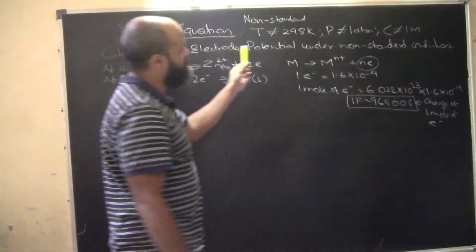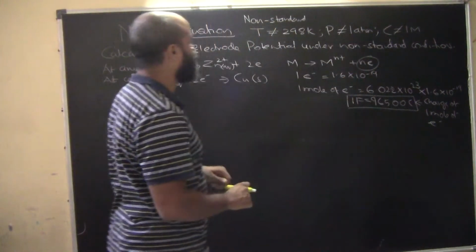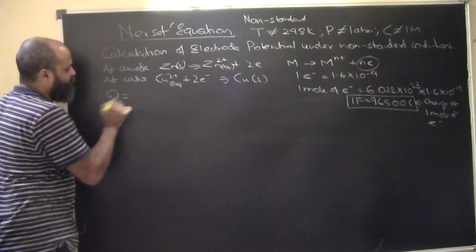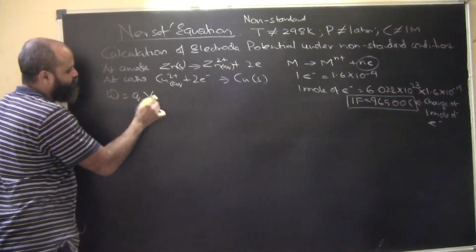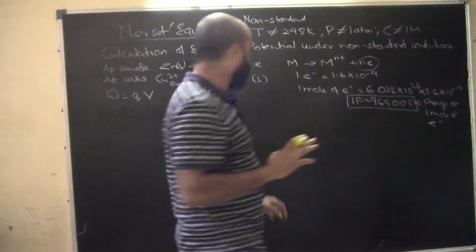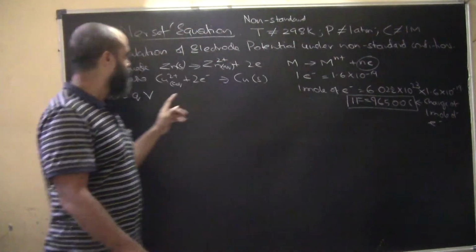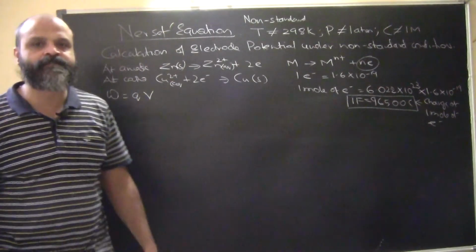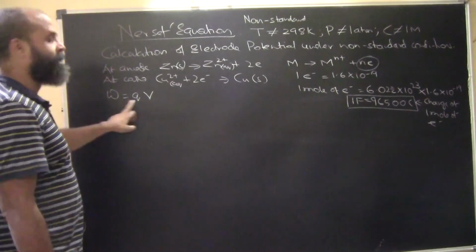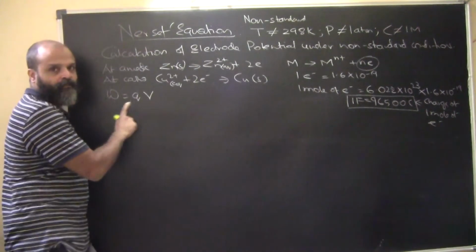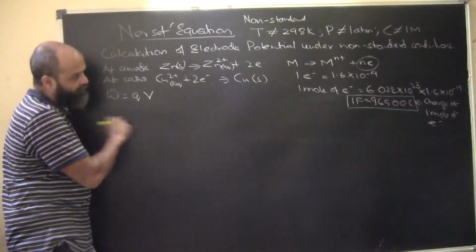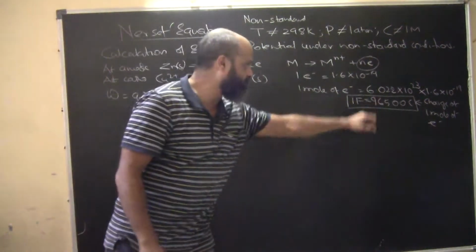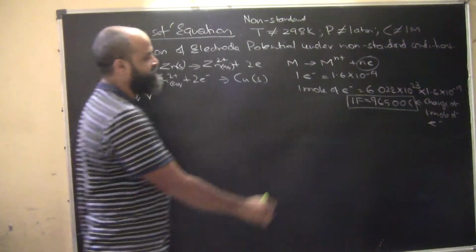Calculation of electrode potential under non-standard conditions. So how are we going to work this out? Now understand what work done is. Work done is always Q into V. We have studied in physics that voltage is the amount of work done in carrying a unit positive charge. So obviously here also work done will be Q into V. Now, what will be the charge on 1 mole of electrons? The charge on 1 mole of electrons is 96500.